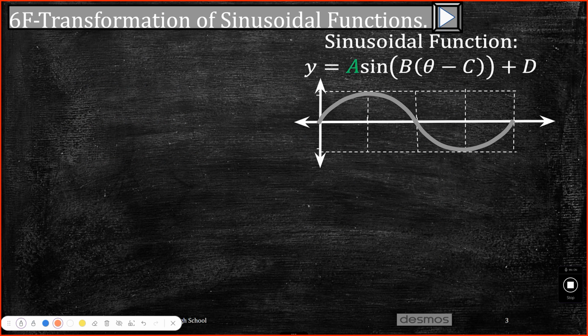But A stands for something else. It stands also for the amplitude. So the absolute value of A is the amplitude. Make sure we remember we're talking about the absolute value of A being the amplitude, so it's always going to be a positive number. The amplitude is positive.